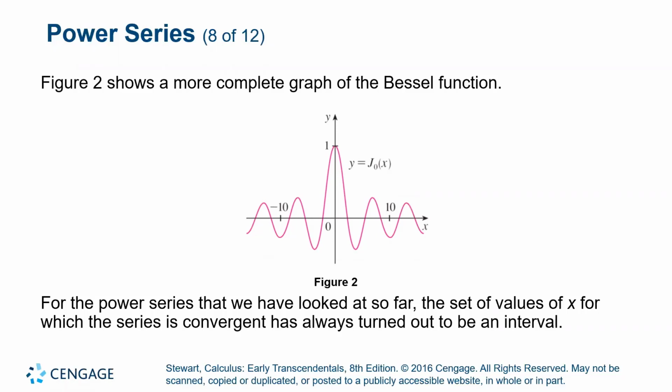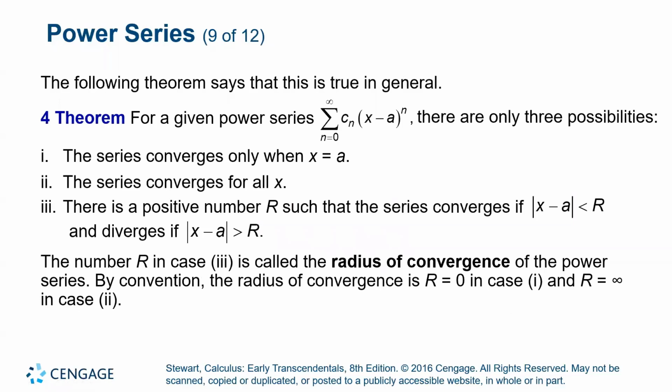Okay, so for all the power series that we've seen so far, the set of values of x that makes the series convergent has always been an interval. So now let's see the theorem that says, yes, that's always true, basically. For a given power series centered at a, there are only 3 possibilities.